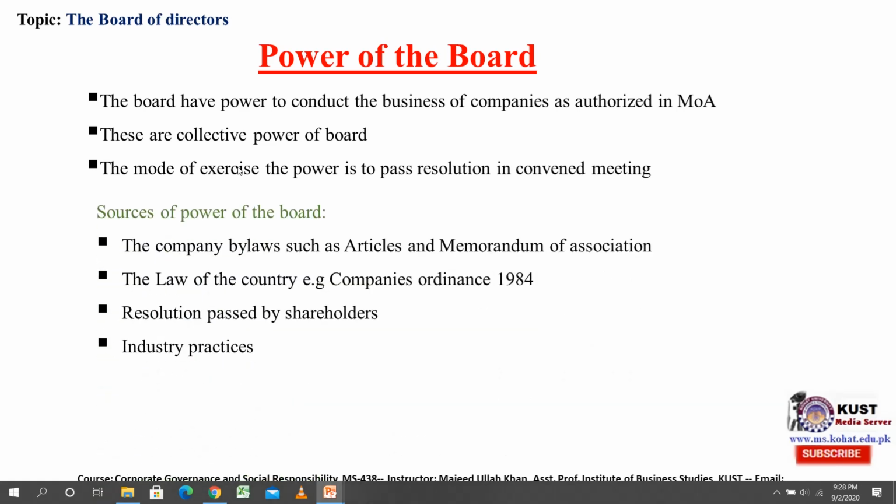Sources of power of the board: the company's bylaws such as the articles and memorandum of association, the law of the country, the Companies Ordinance 1984 in Pakistan, any resolution passed by the shareholders, or any industry practices in which the board has certain power. So these are the sources of the power of the board.